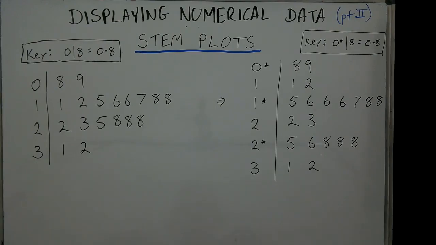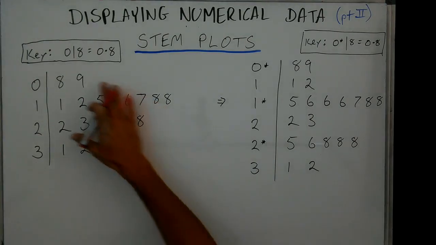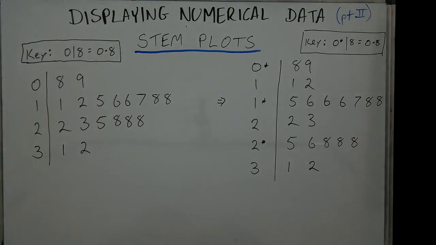So here we're looking at displaying numerical data part 2. We're going to concentrate on stem plots or stem and leaf plots. It's just another way of arranging the data so that we can get some useful information about it. So what I've done here, just concentrate on this bit here on the left at the moment.